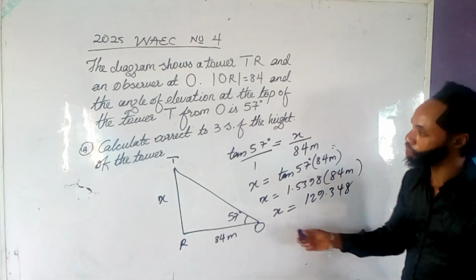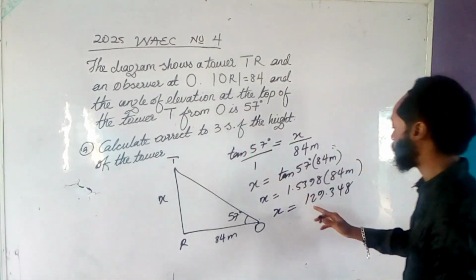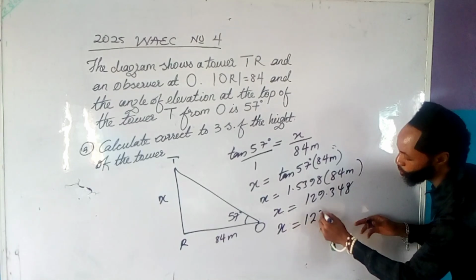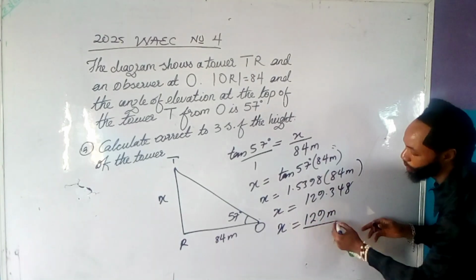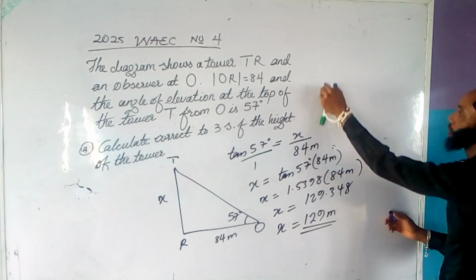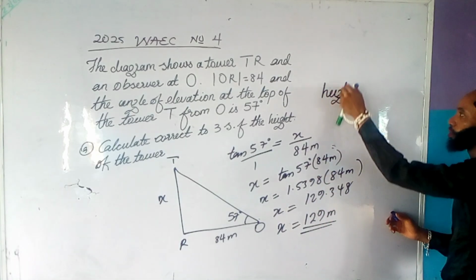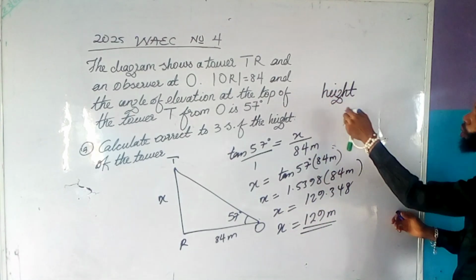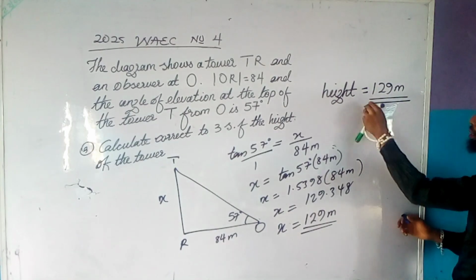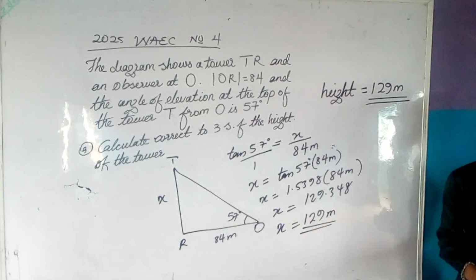129.348. Now they say correct to 3 significant figures. So we will stay with this. X is going to be 129 meters. And this is the height. The height of the tower is 129 meters. They say 3 significant figures.